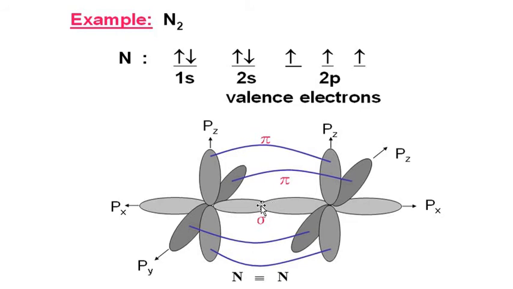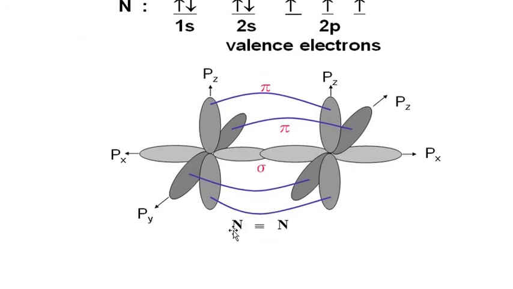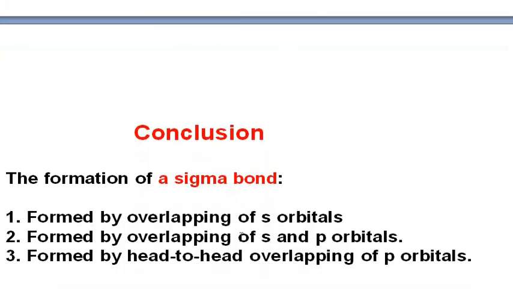This is a sigma bond, head-to-head overlap. The PY and PY of the two atoms overlap in a parallel way, so a pi bond is formed, which is a weak overlap, and the PZ and PZ are parallel to each other, so another pi bond is formed. So the molecule is represented as N with three bonds to N: one of them is a sigma covalent bond, and the other two are pi covalent bonds. Sigma bond is stronger than pi bond.